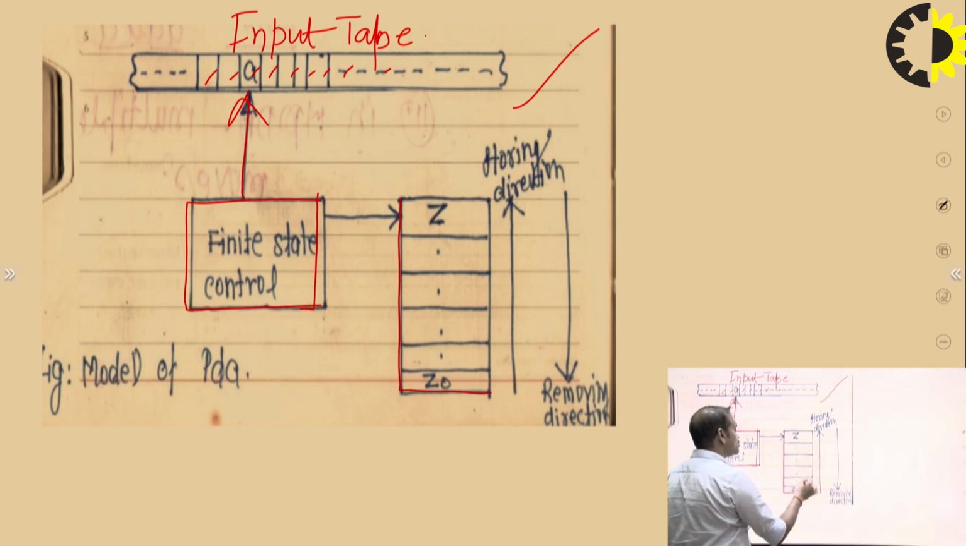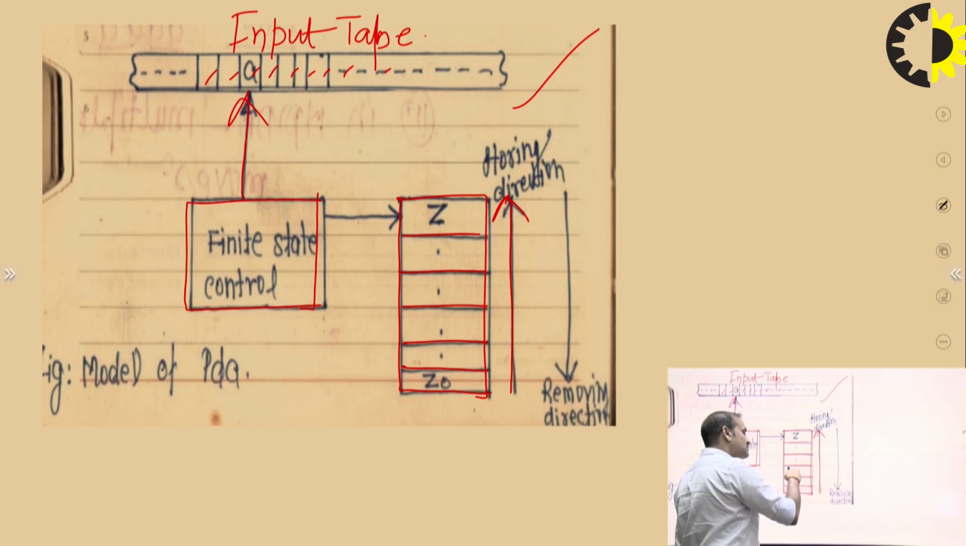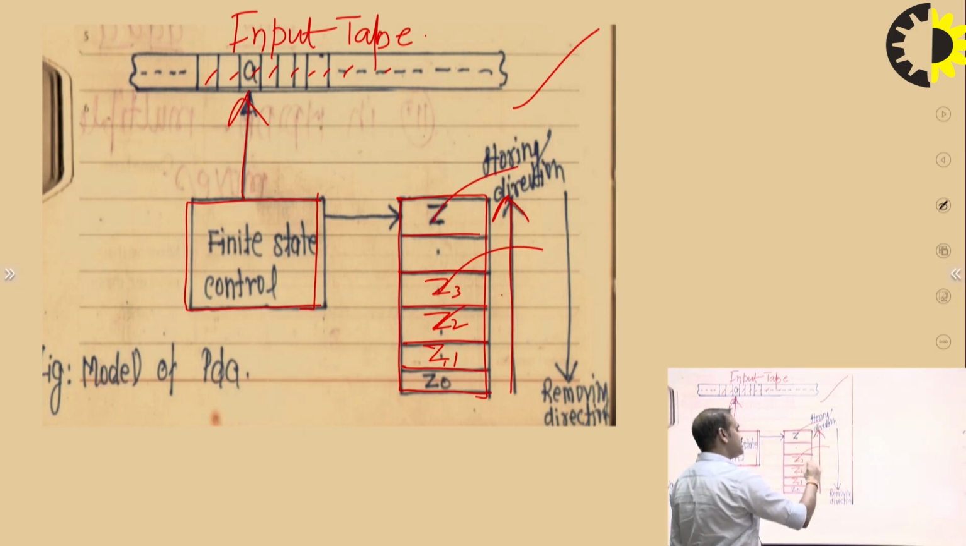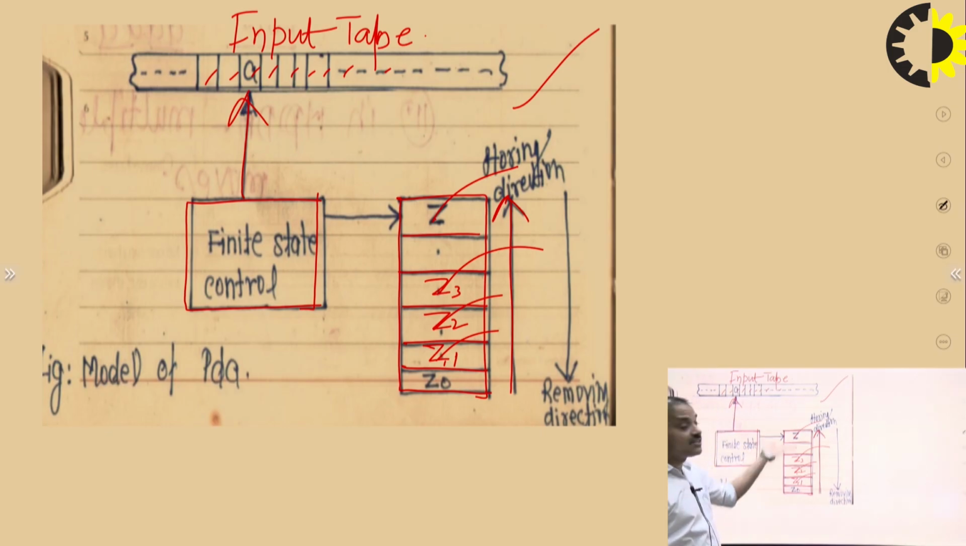This is the PDS where we store Z0, Z1, Z2, Z3 and Zn. This is the direction of storing. If we want to push data inside the stack, we push Z0 above Z1, above Z2, above Z3 like this. And if we want to remove the data, first we remove Z0, then Z3, Z2, Z1 like this. That means this is the direction of storing and this is the direction of removing.